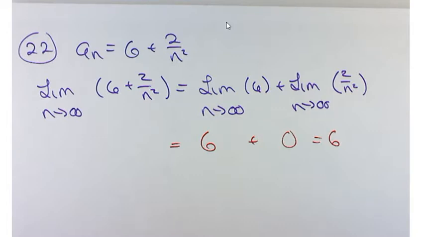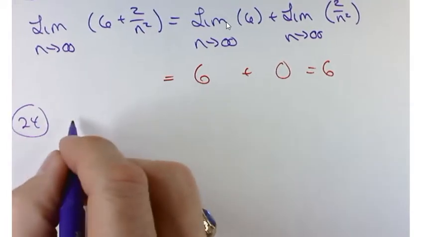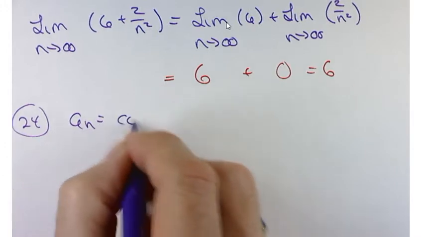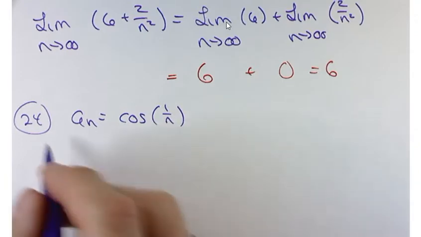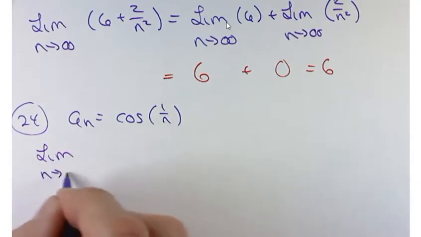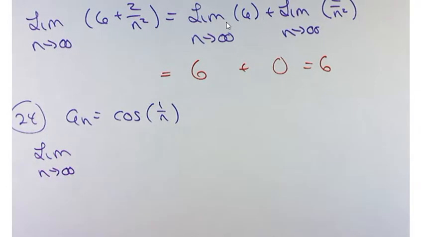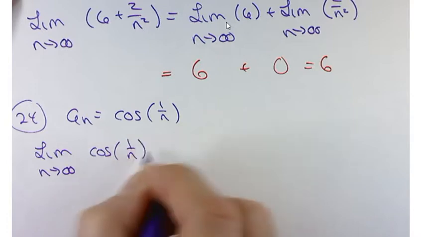Let's try a different one. Problem number 24. A sub n, in this case, is the cosine of 1 over n. Same question as before. Does this converge? In other words, does it have a limit that I can calculate? Cosine of 1 over n.